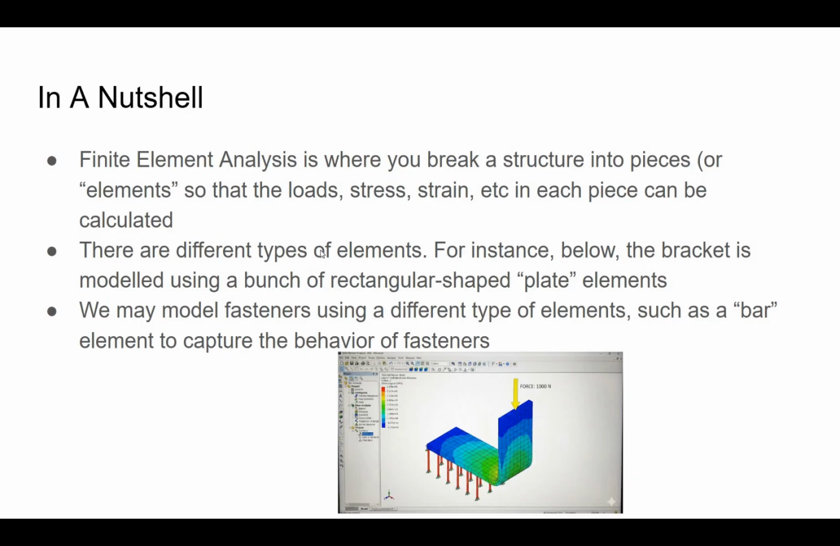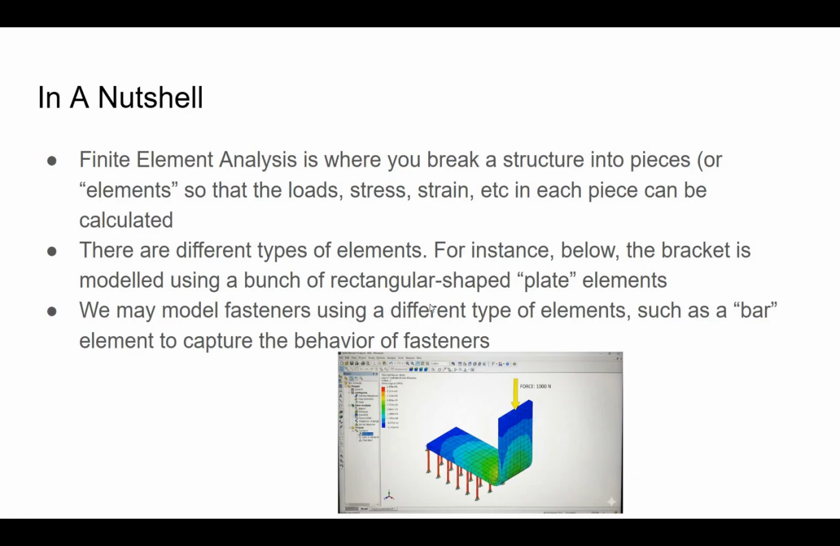There are a number of different types of elements, and in this kind of simplified model down here, the bracket is modeled using a bunch of rectangular shaped plate elements. It might not look like 2D, but because the thickness of the 2D is turned on, you have 2D elements that have a thickness assigned to them, and you can turn it off or on. That's what a plate element is, and it basically calculates using the plane stress equations. So that's a summary of how plate elements are used in finite element analysis.